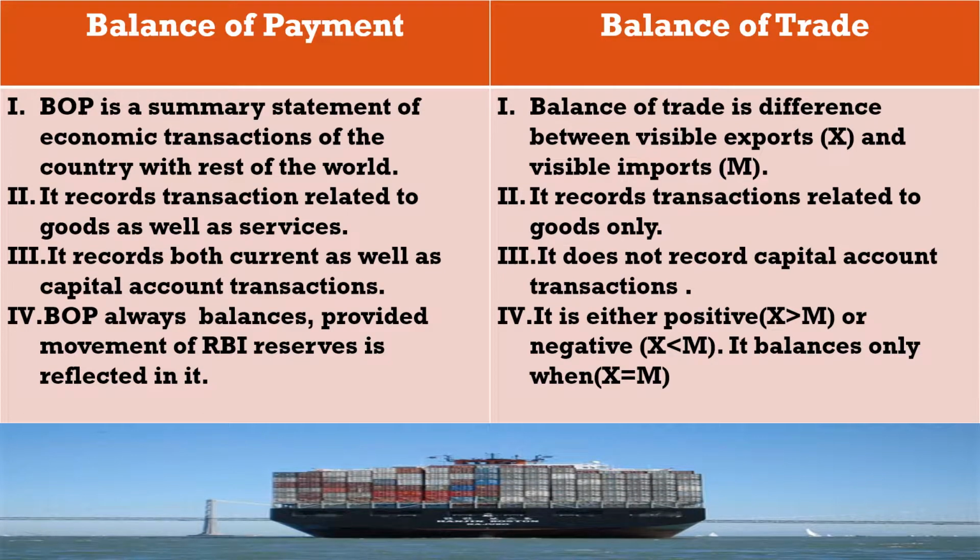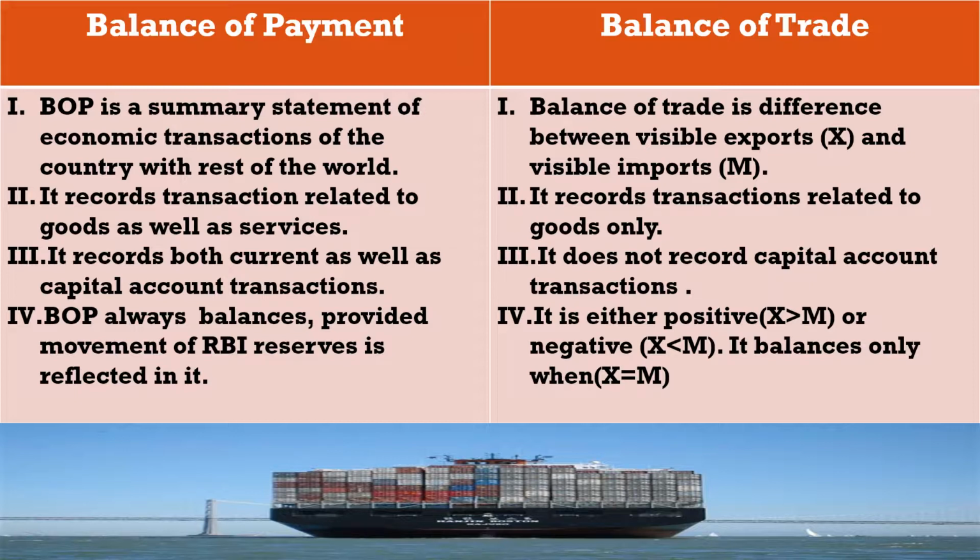So friends, at last comes the difference between balance of payment and balance of trade. Students are generally confused between both these terms. Friends, balance of payment is a summary statement of economic transactions of the country with the rest of the world. And balance of trade is the difference between visible exports and visible imports. Balance of payment records transactions related to goods as well as services. Friends, be careful. Balance of trade records transactions related to goods only.